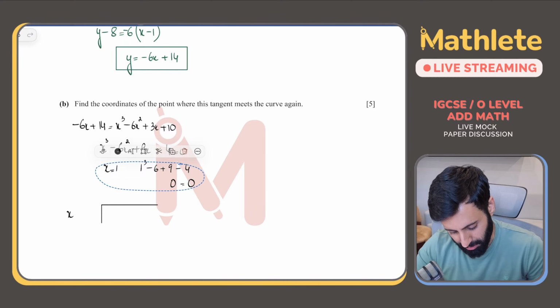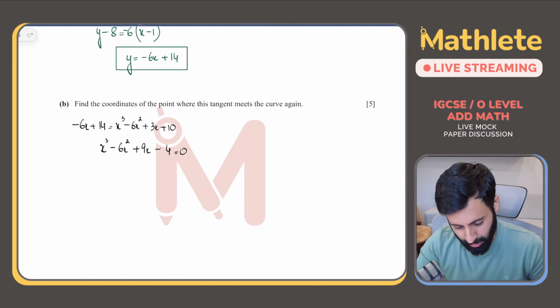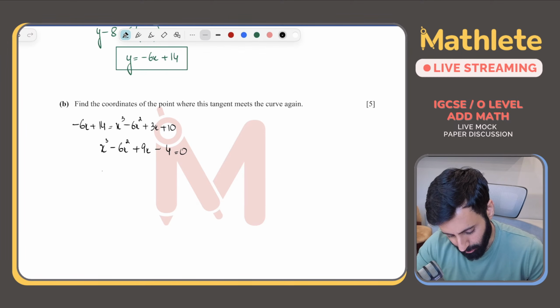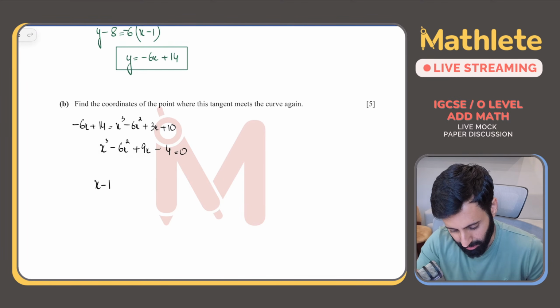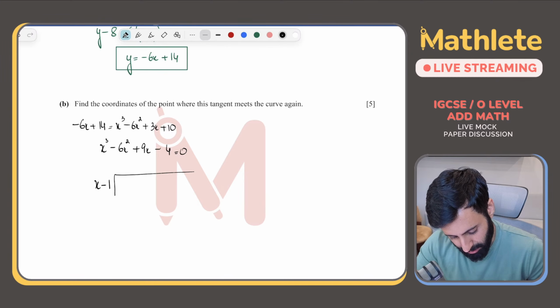So we don't really have to do this. Okay, so we already know that one point of intersection is x equals 1. That means x minus 1 is a factor. So that's not exactly news for us. It's already given in the question. So let's divide this polynomial by x minus 1 and see what we get.